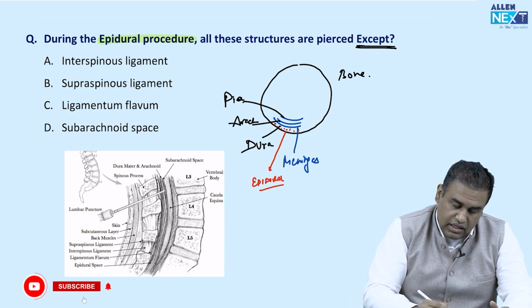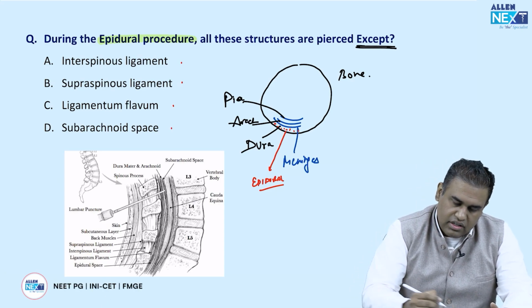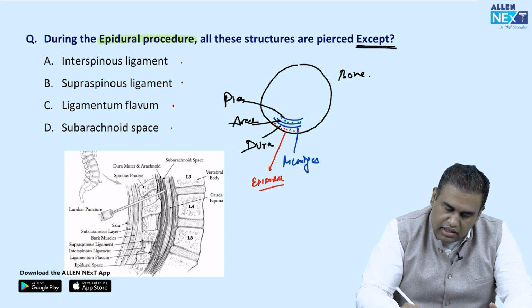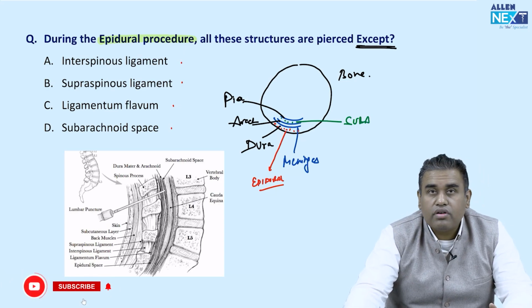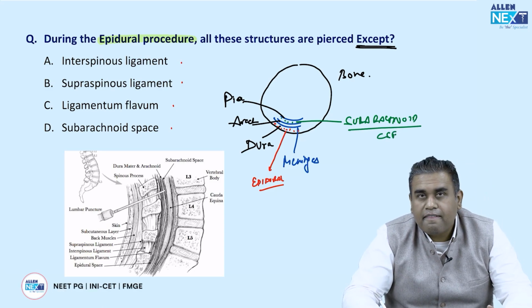Now they are saying which structure will not be pierced. Let us see the options: interspinous, supraspinous, ligamentum flavum, subarachnoid space. Now subarachnoid space obviously is deep to the arachnoid. Where would it be? This green color, understand this area. This is the subarachnoid space. What is the content of the subarachnoid space? The subarachnoid space houses the cerebrospinal fluid.